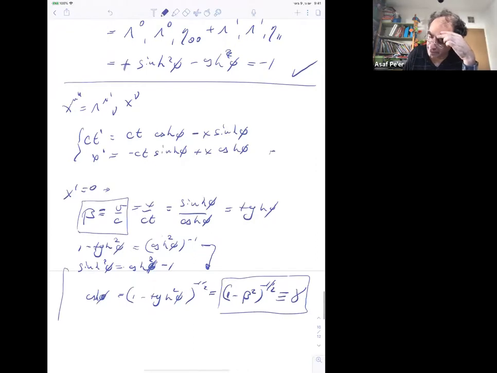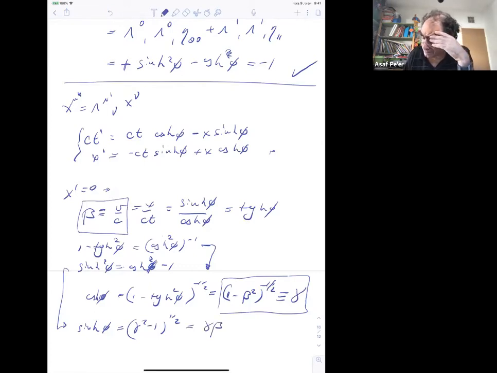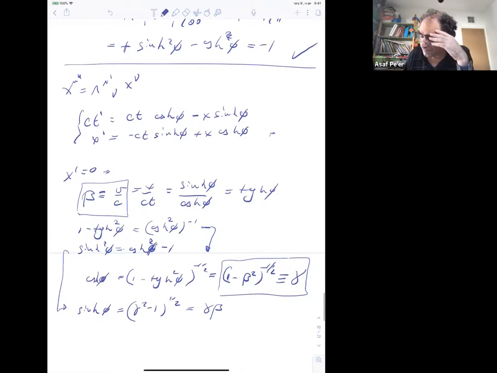And from here we have that sinus hyperbolicus of phi is just cosine hyperbolicus squared minus 1 to the power 1/2, so it's just gamma squared minus 1 to the power 1/2, which is simply gamma beta.